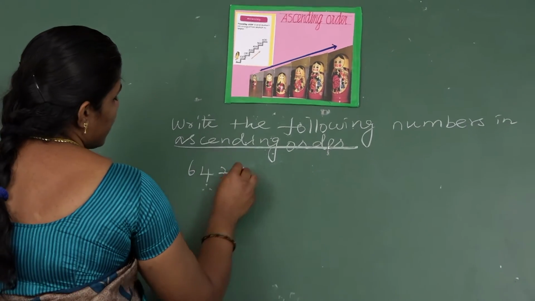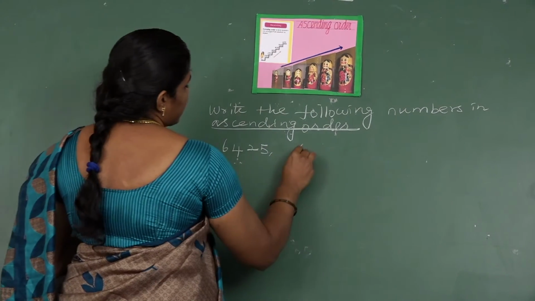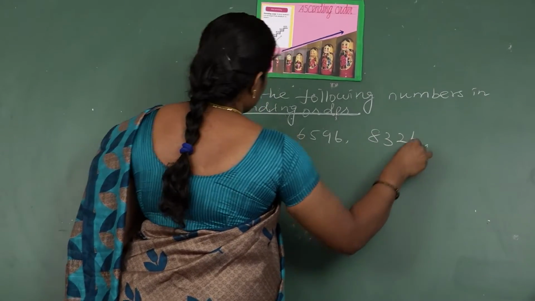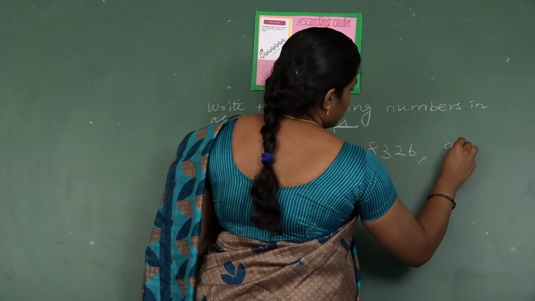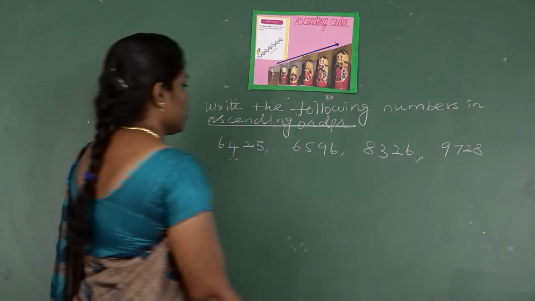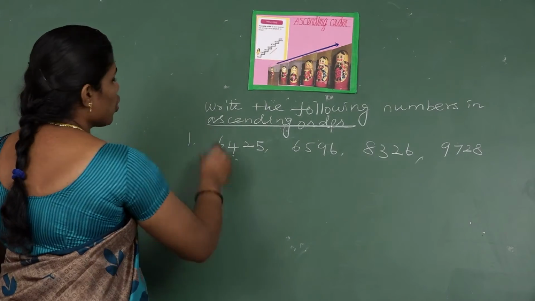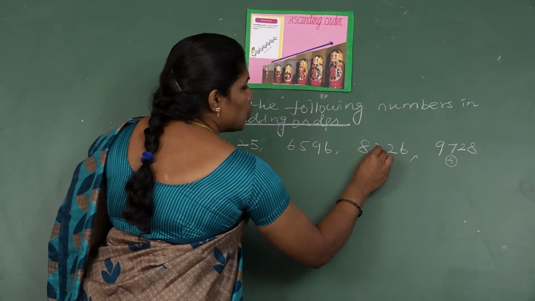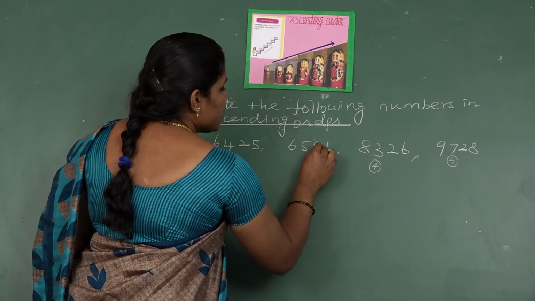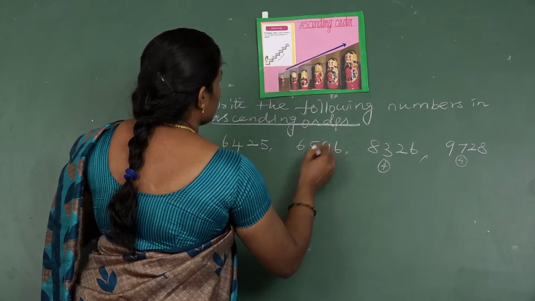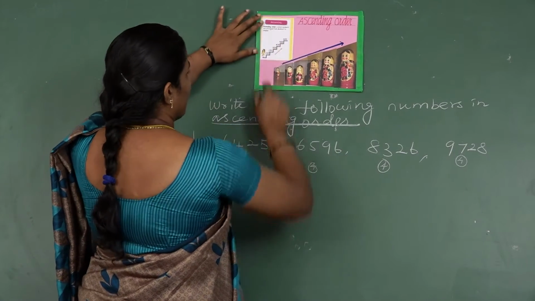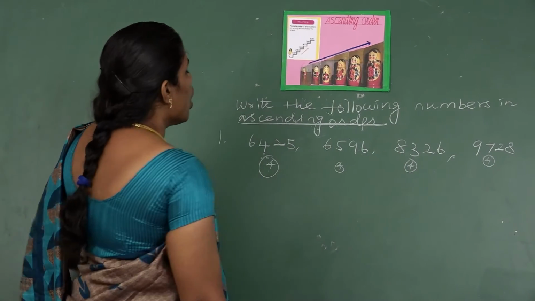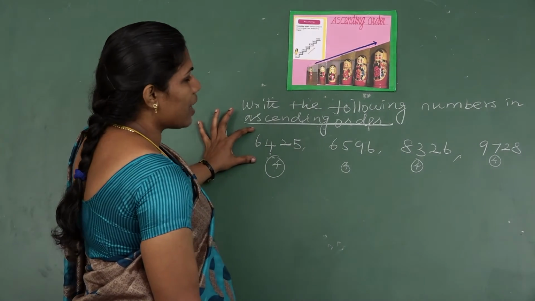For example, 6,200, 6,425, 6,596, 8,326, 9,728. First you count the digits. 1, 2, 3, 4. All the numbers are 4 digits.